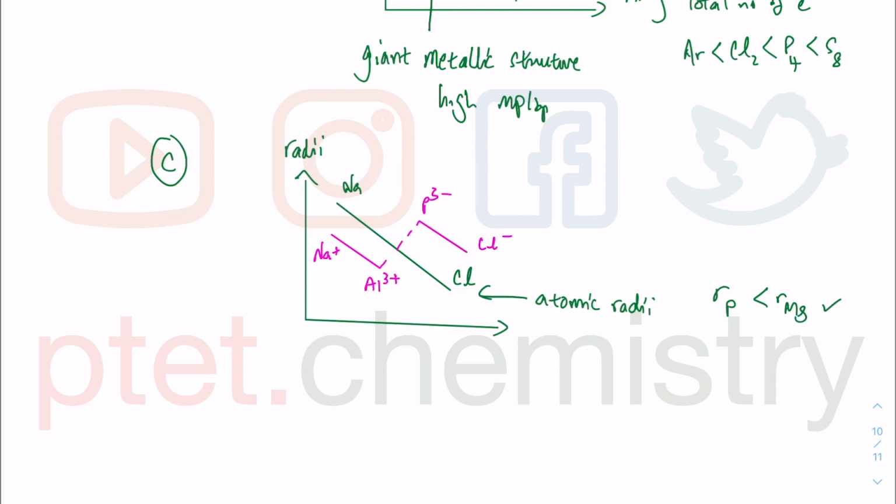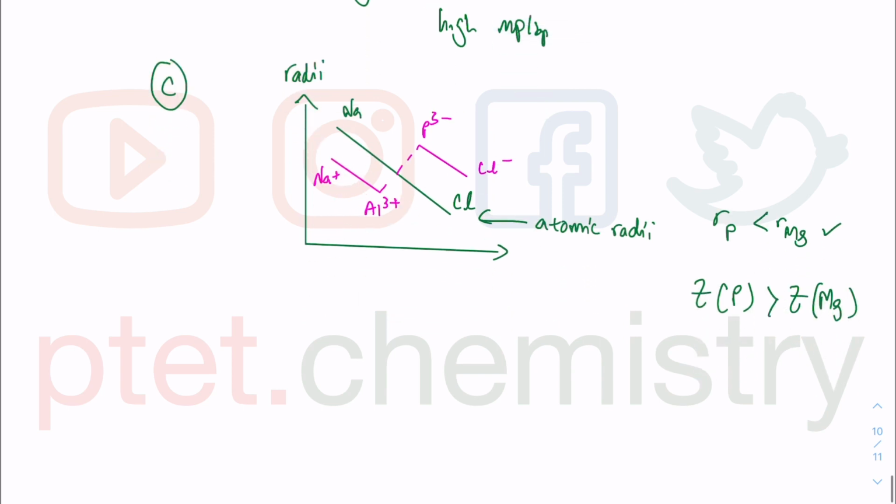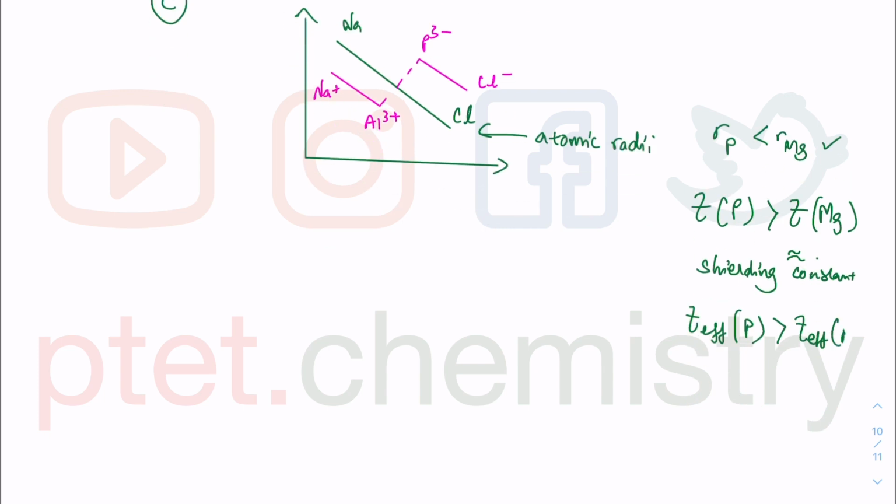So the atomic radius of phosphorus is smaller than magnesium. That is correct. And we said that phosphorus has a stronger nuclear charge than magnesium. Shielding is roughly constant. So of course, this is not a theory paper, but in a theory paper, they can ask you to explain it. So the effective nuclear charge, which is the net nuclear charge that the valence electron experiences, is going to be stronger for phosphorus as a result of that. So key point number 1, number 2, and number 3 to get all the marks for a 2 to 3 mark essay question in paper 2 or paper 4.